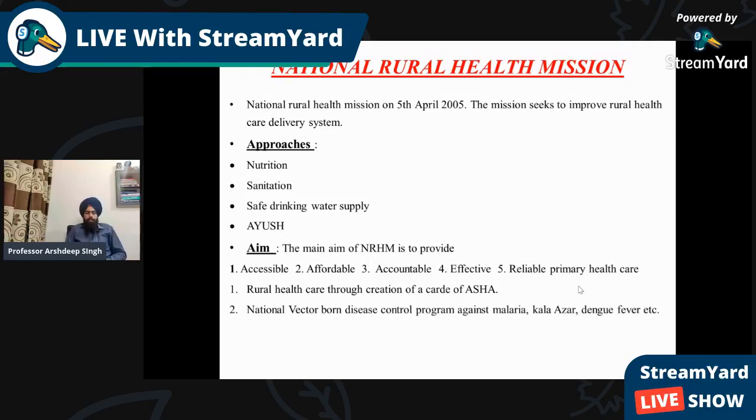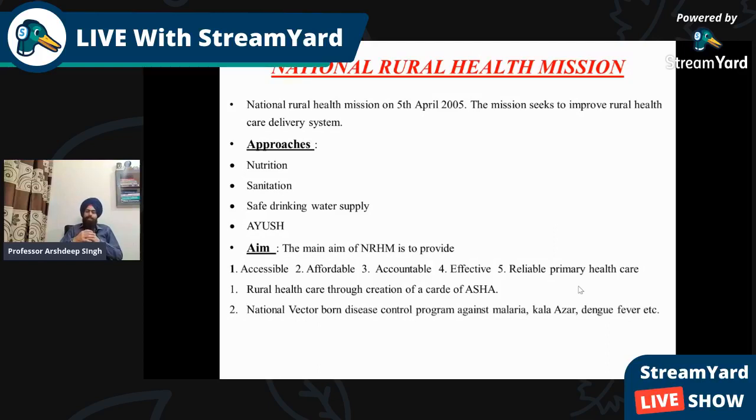And some of the other objectives or aims written here are: first, rural health care through the creation of a cadre of ASHA workers. So one of the aims under this program was the formation of an army, I would say, of ASHA workers who will be responsible for providing services at the grassroots level, that is at the village level. Okay, next is the National Vector-Borne Disease Control Program against malaria, cholera, dengue fever, etc. So the National Rural Health Mission, or NRHM, covers various types of diseases in a coordinated manner. Various names are written here. So they were targeted under this program, and a coordinated program to fight against these diseases was implemented.